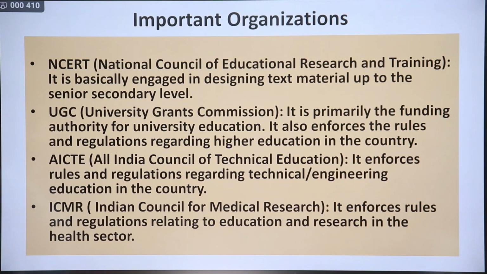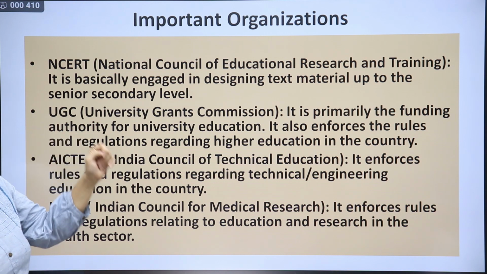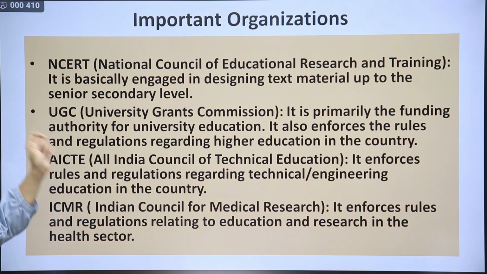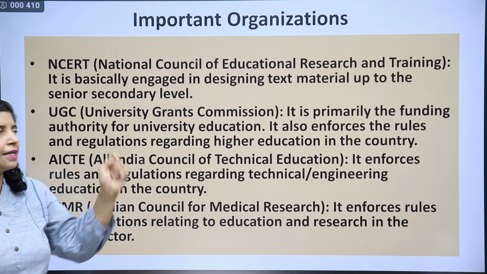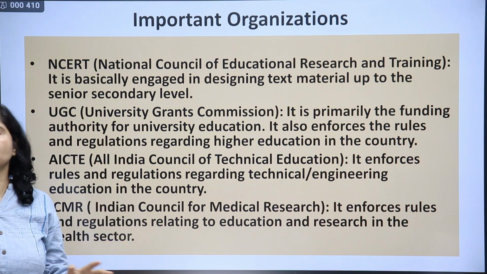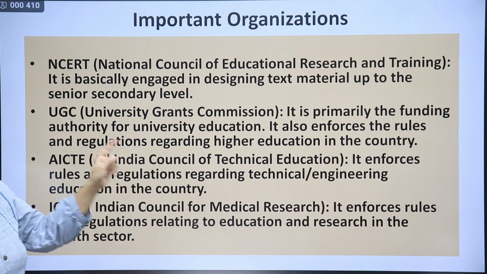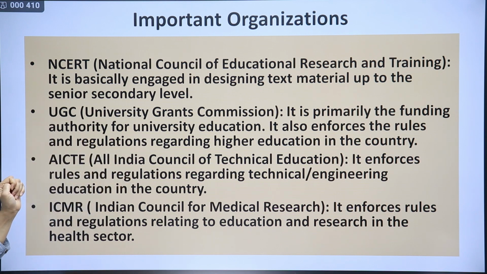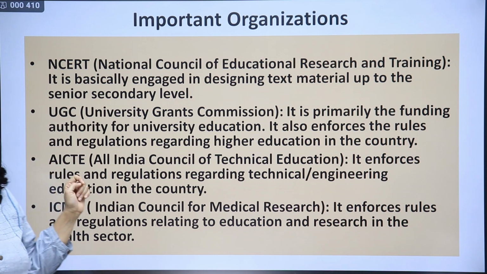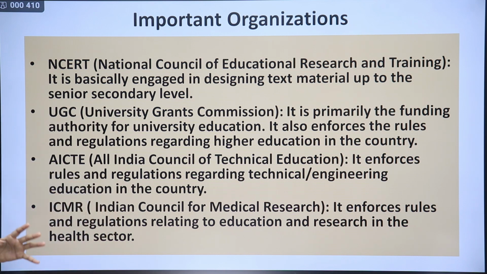Important organizations, what are they? NCERT, that is National Council of Educational Research and Training. It is basically engaged in designing text material up to the senior secondary level, up to 12th level. It is engaged in planning all the textbooks, all the text material. Then UGC, University Grants Commission. It is primarily the funding authority for university education. It also enforces the rules and regulations regarding higher education in the country. So it takes care of higher education and grants.